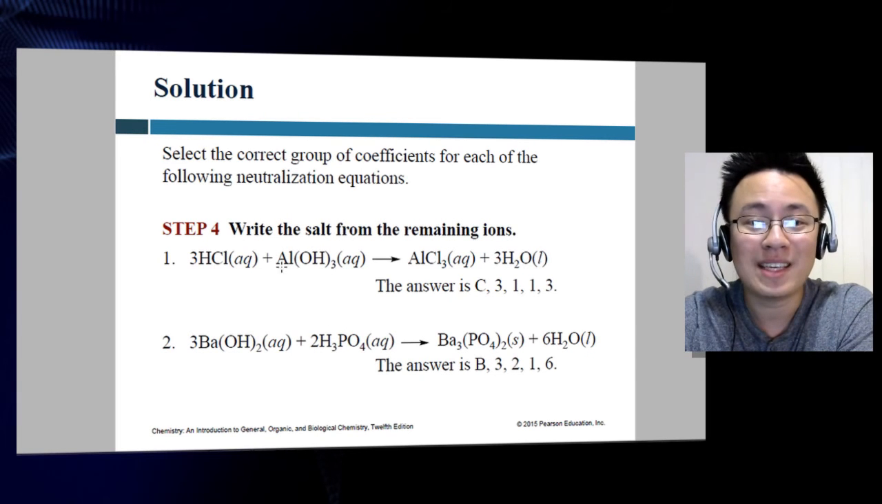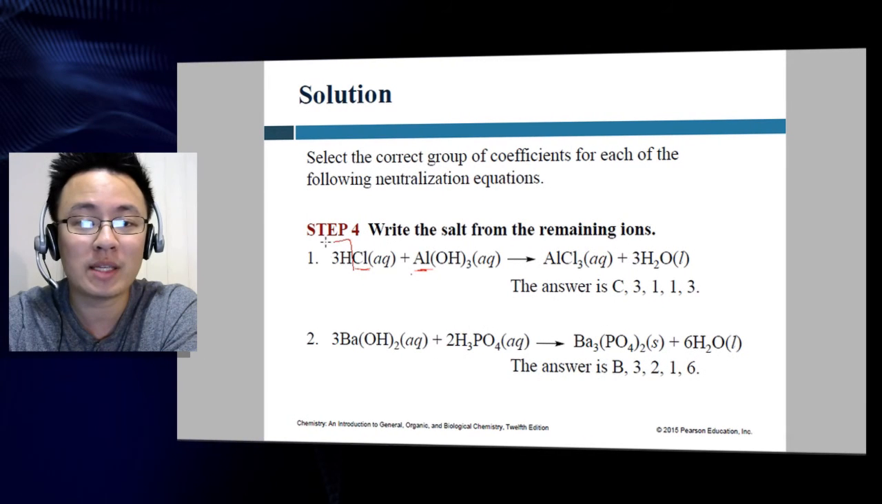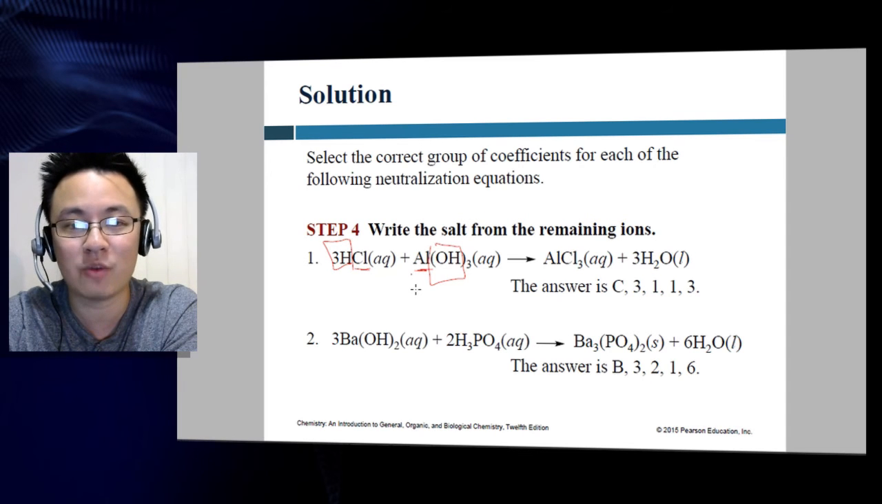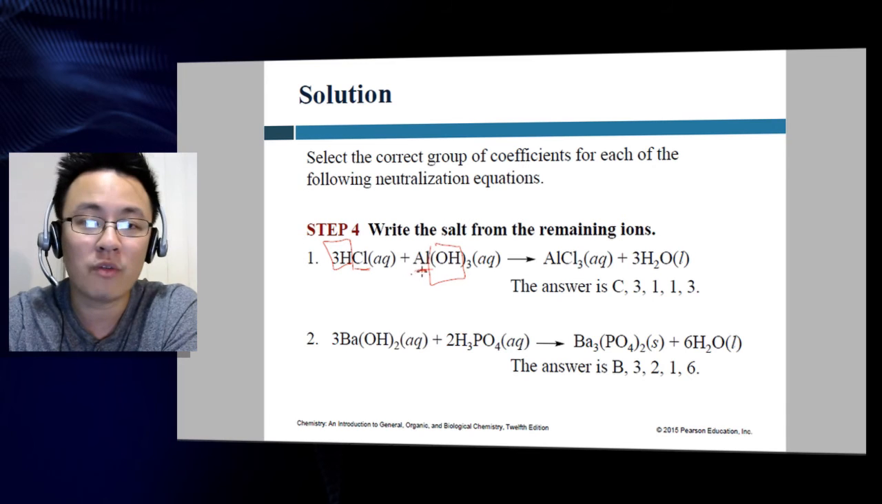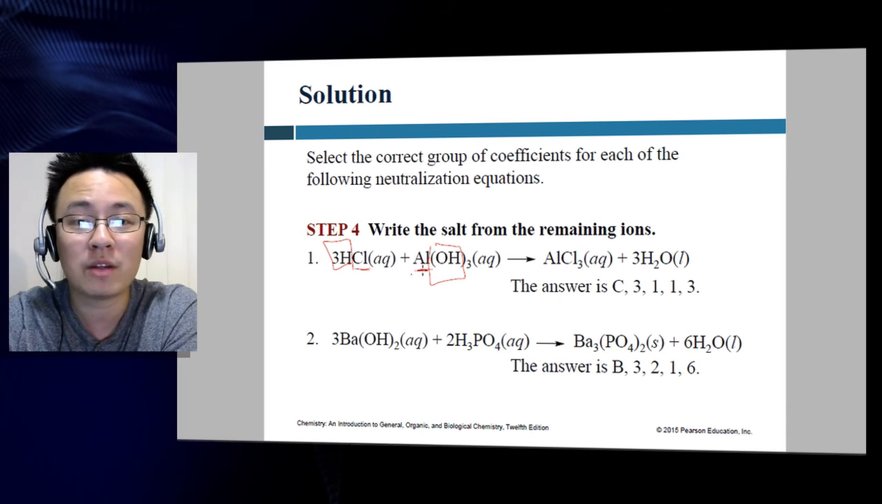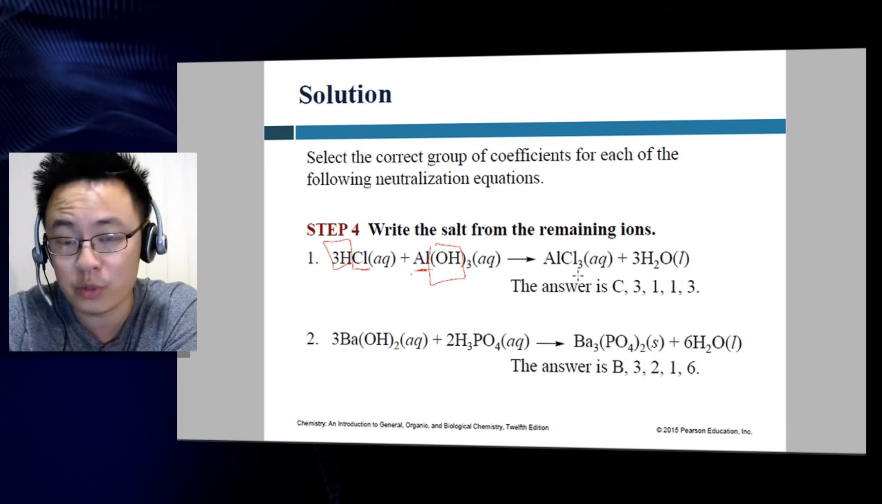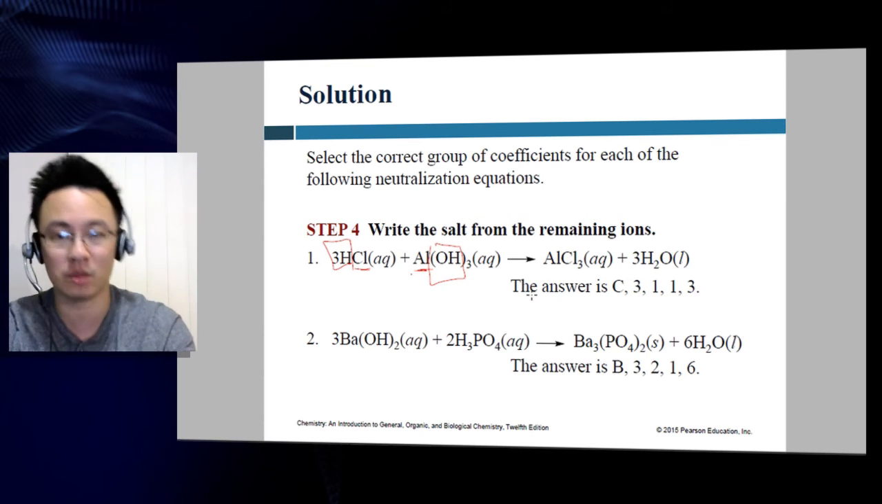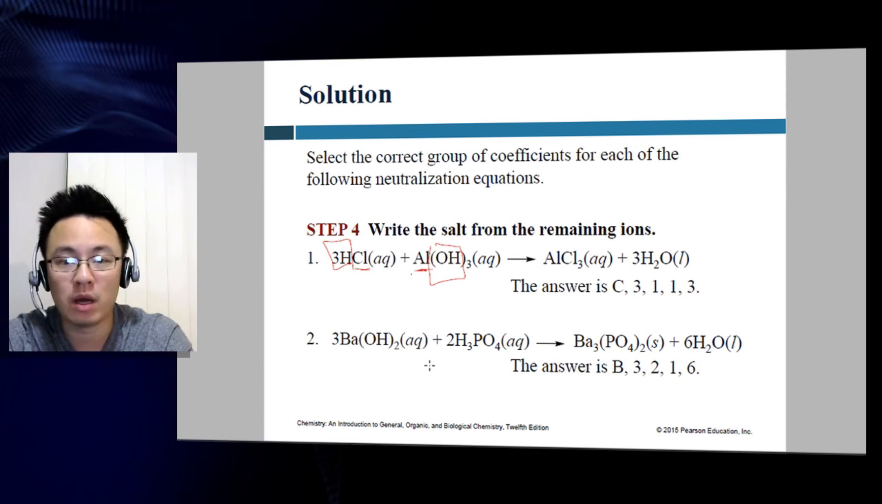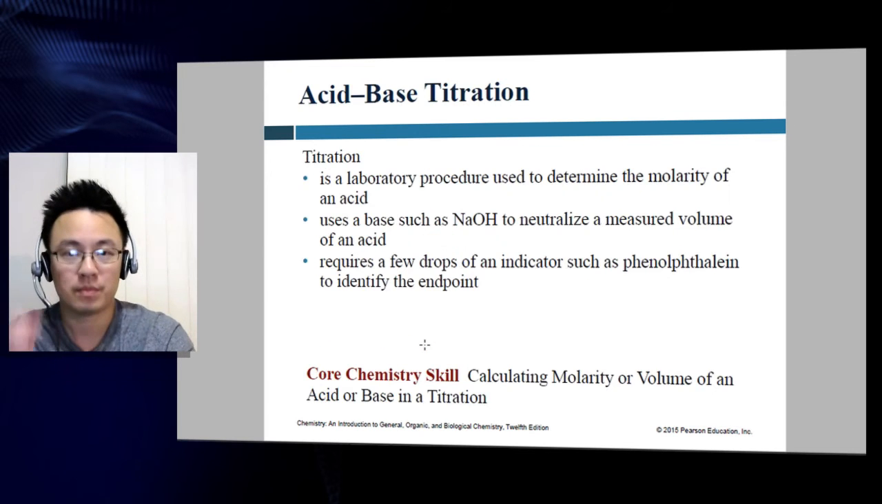And as you can see here, for the salt, we have the aluminum and the chlorine atoms. The H here is that acid proton, and we have the OH, which is that basic hydroxide ion right over there. So therefore the two remaining ions here are the aluminum and the chlorine. So put those two together and balance out that molecule, and you'll get the correct amount there. And you can take a look at the second equation and discover the same thing.